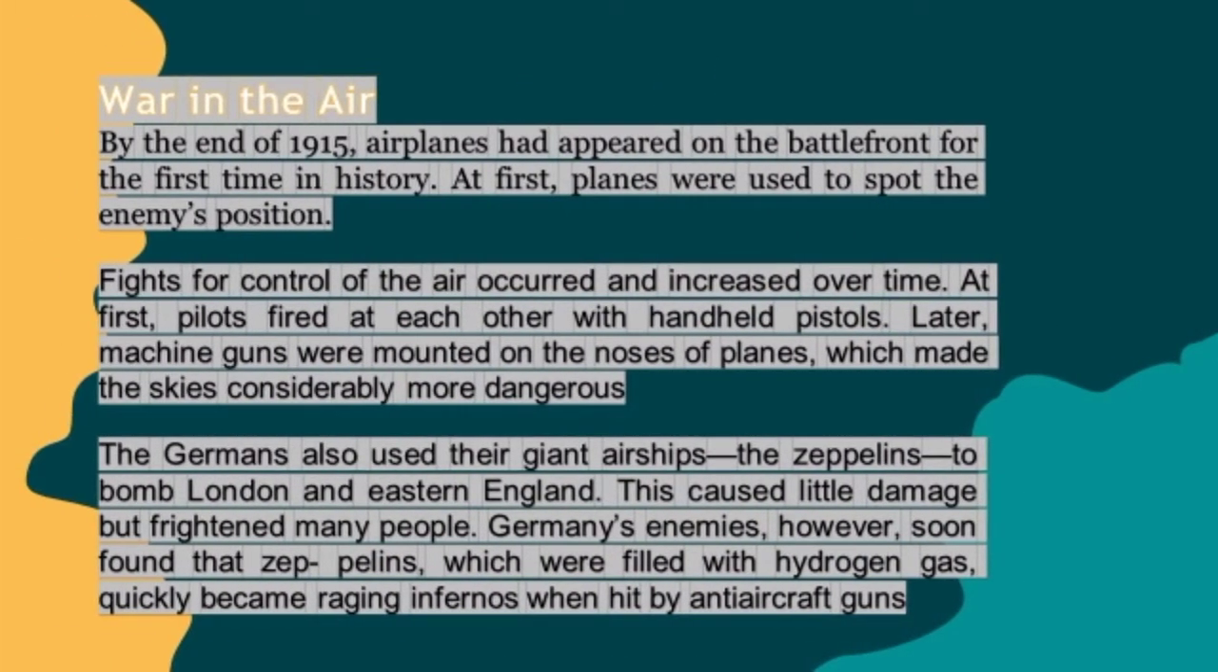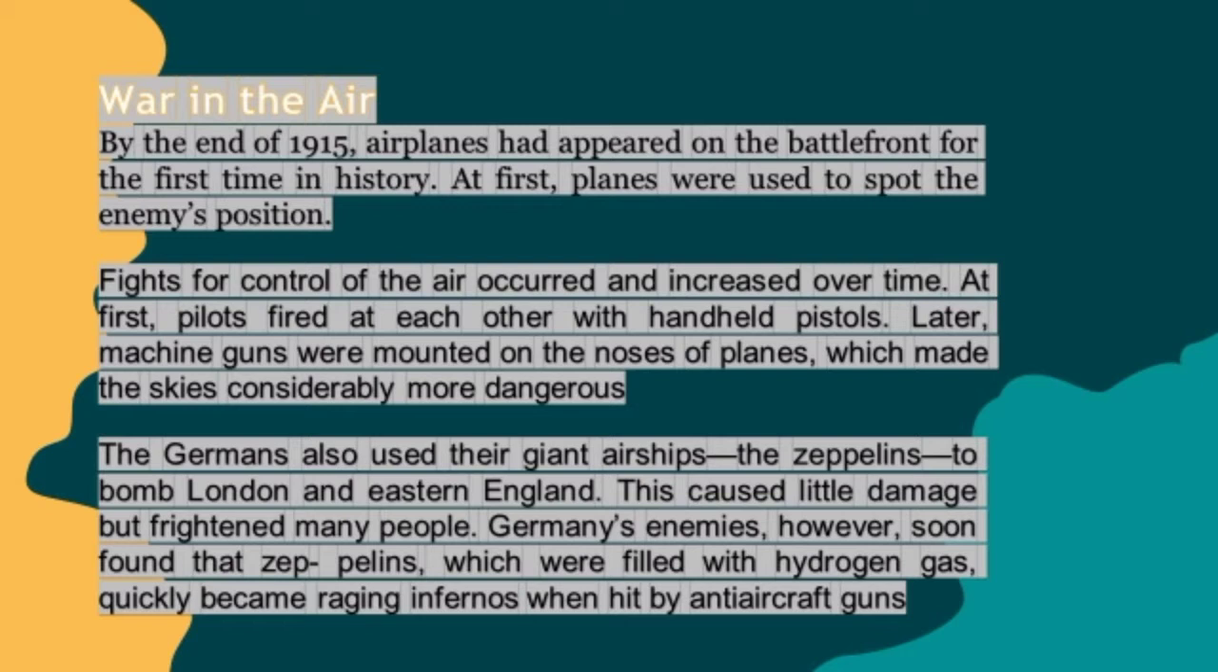War in the air. By the end of 1915, airplanes had appeared on the battlefront for the first time in history. At first, planes were used to spot the enemy's position. However, planes soon began to attack ground targets, especially enemy communications. Fights for control of the air occurred and increased over time. At first, pilots fired at each other with hand-held pistols. Later, machine guns were mounted on the noses of planes, which made the skies considerably more dangerous.